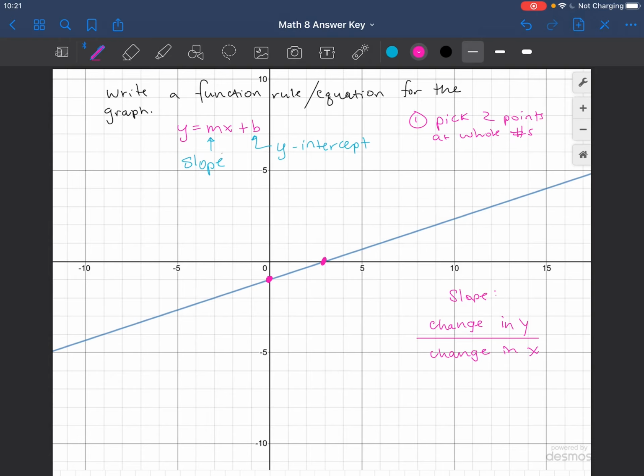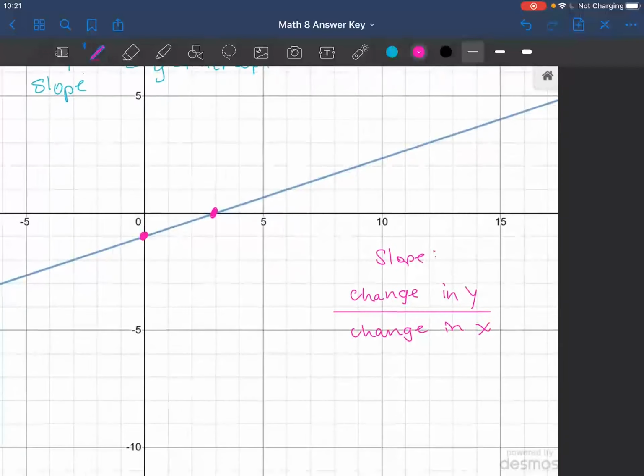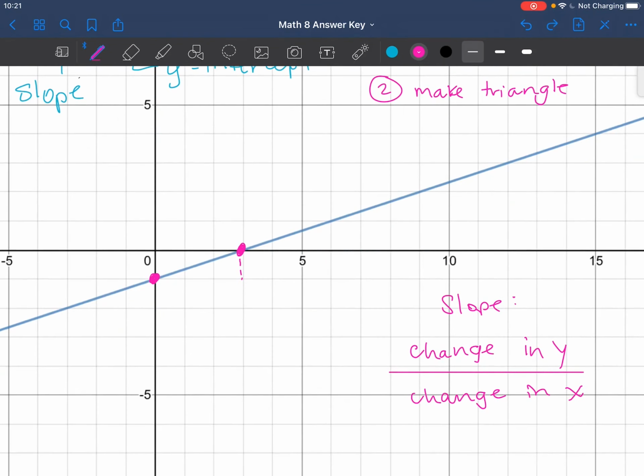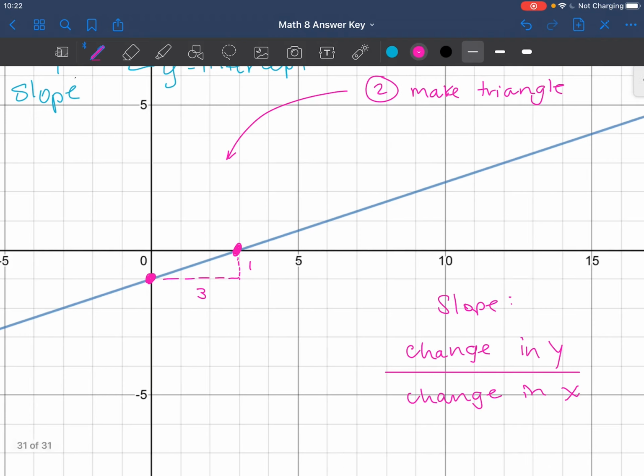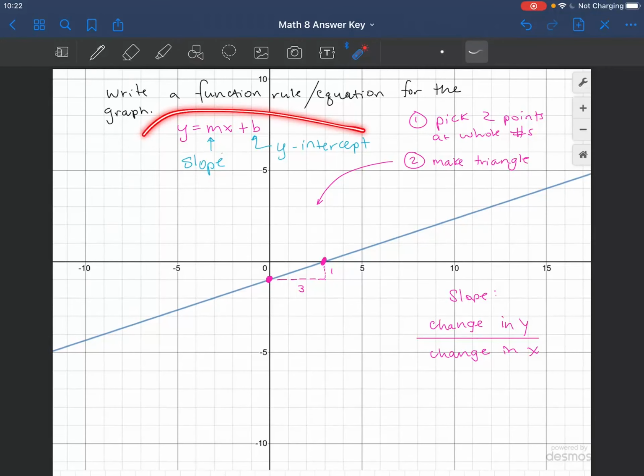In order to find the slope, I now need to find the change in y over the change in x, which I can do by making a triangle. So from here, if I make a triangle, by which I mean I'm going to do this, I can see that the change in y is 1, and the change in x is 1, 2, 3. I remember that my slope is positive, so now I can take this formula that I wrote up here, and I can fill it in with all the values that I know.